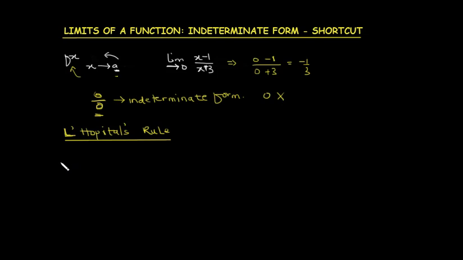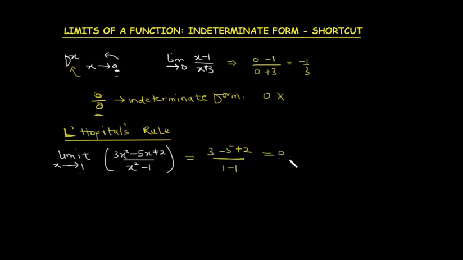For instance, 3s squared minus 5s plus 2 on s squared minus 1, taking the limit as s approaches 1. Now, taking the limit, we substitute 1 into the function, and that gives you 3 minus 5 plus 2 over 1 minus 1, and that is 0 on 0. So this is an indeterminate form.